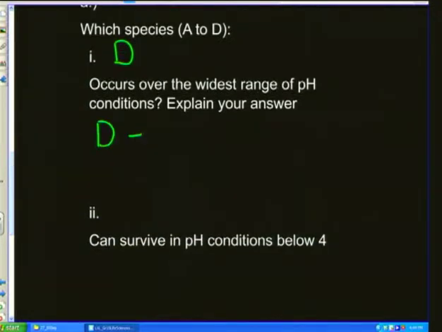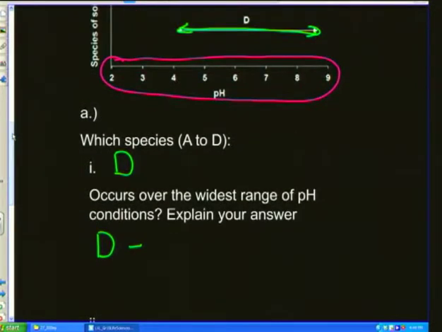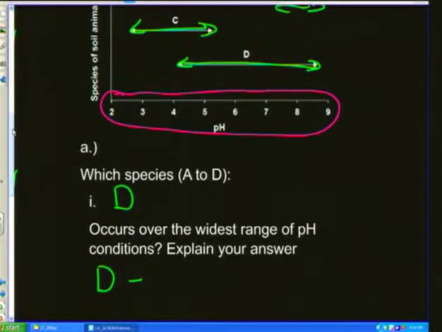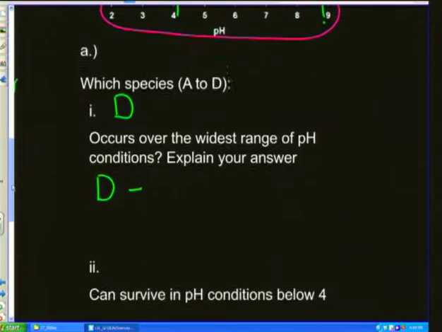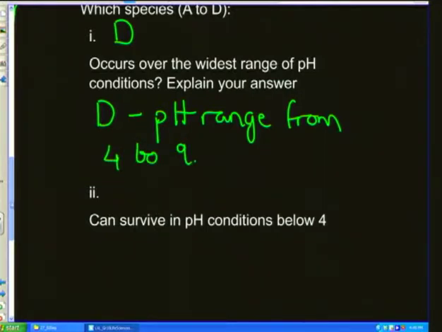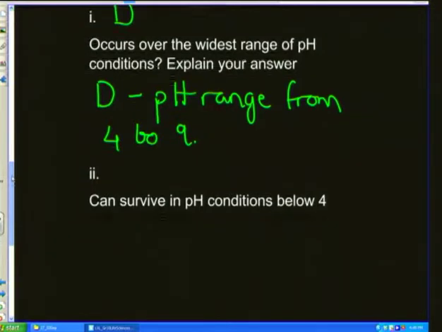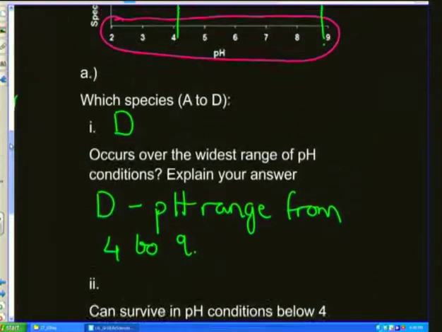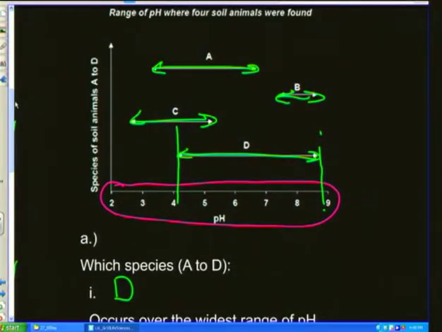D. And then to explain your answer, you're going to say something about how wide the pH range is. So let's see, it's about 4 to about 9. So we'll say something like, has a pH range from 4 to 9, let's say. Can survive in pH conditions below 4. Okay, so we have a look. pH conditions below 4, that is anything down this side. So what do we have? Ooh, we've got 2.